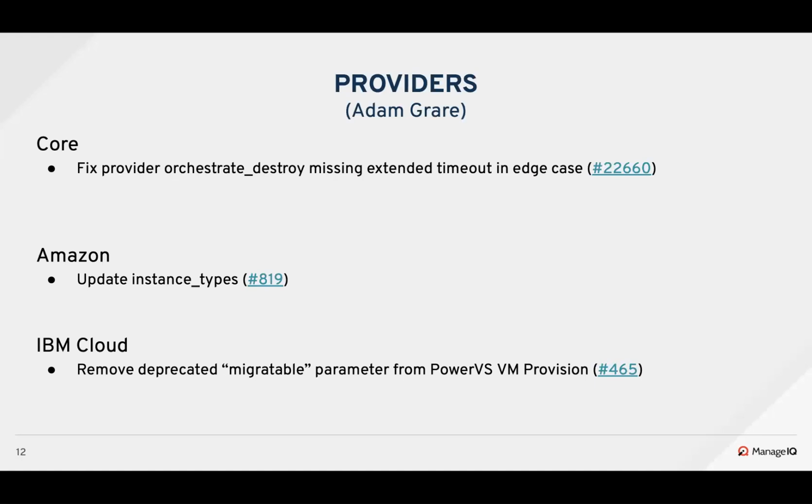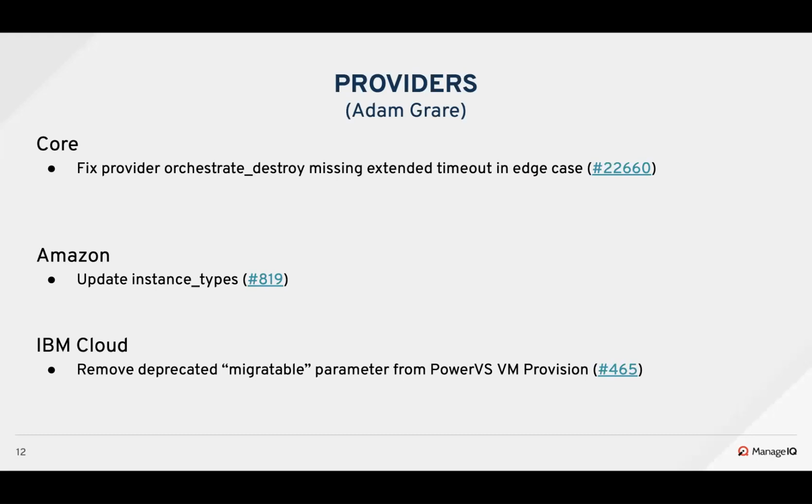Thanks, David. For core of this sprint, Joe fixed a bug where the provider orchestrate destroy method was missing an extended timeout in an edge case where, if the provider wasn't already paused, it basically requeued itself. And in that case, it was using the default queue timeout, which is significantly shorter and could cause the destroy to fail due to a timeout later on. So we fixed that.